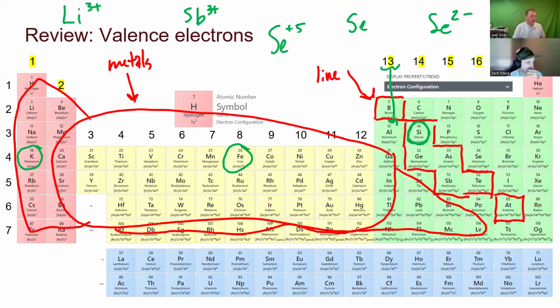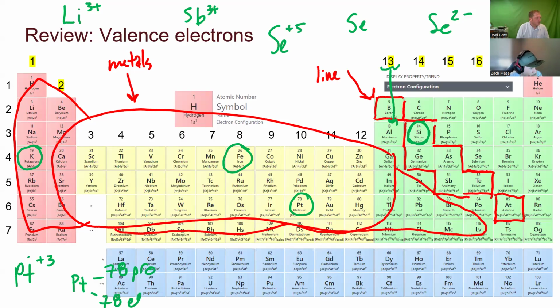So what I think is a helpful exercise, and I will give you a question like this on the exam: Pt 3 plus. Before you answer that, your process should be, okay, well, Pt 3 plus. Pt is right here. I found it on the periodic table. When it's neutral, it's got 78 protons and it's got 78 electrons. Okay. So that would give me 0.